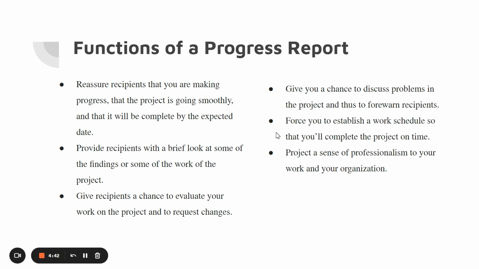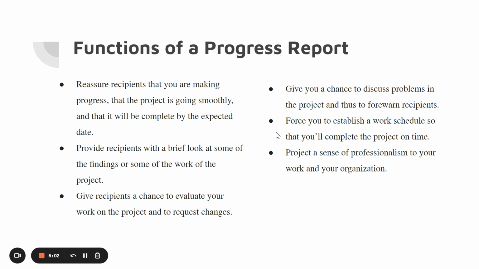You need to provide recipients with a brief look at the findings or some of the work, just to give them an idea of what's going on, a chance to evaluate the work and to request changes. So at this point, because you're not done yet, if they think that maybe something's not done correctly, they can let you know, hey, I have a concern about this, or I kind of wish it was done this way, and you can go back and make those alterations.